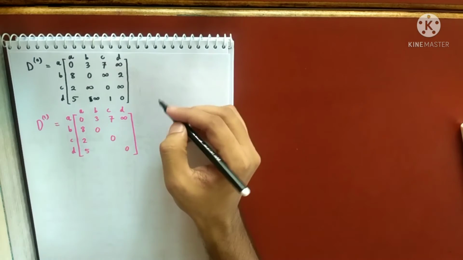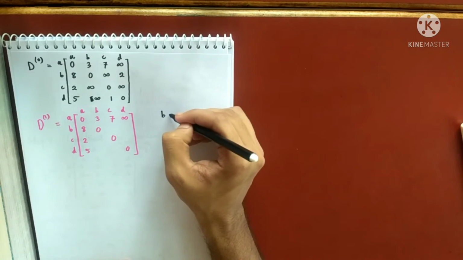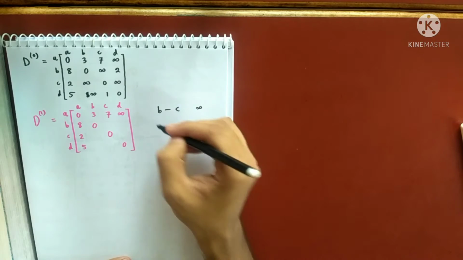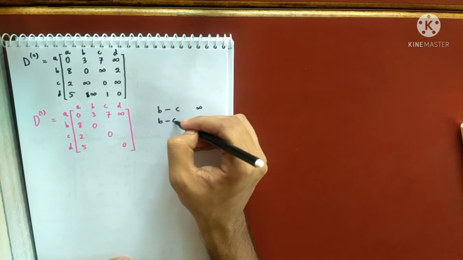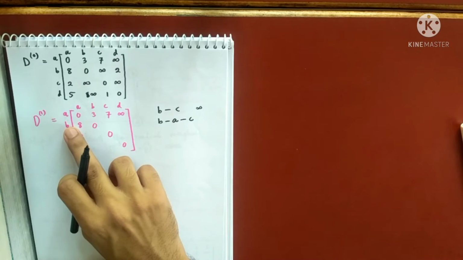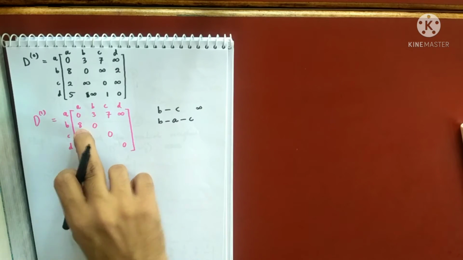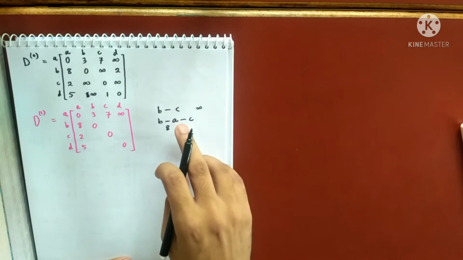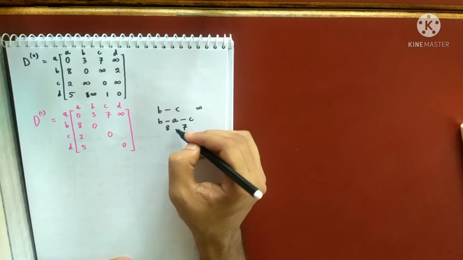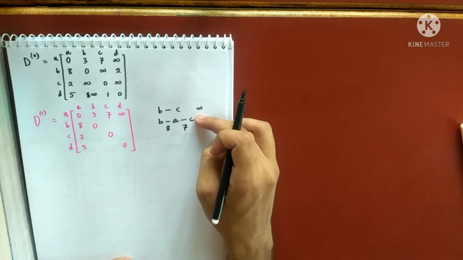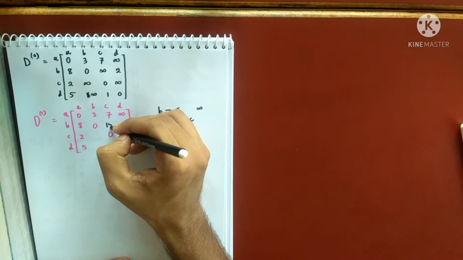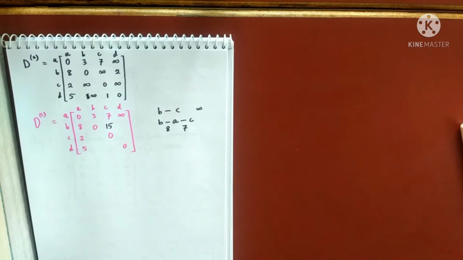So initially I was going from B to C and the distance was infinity. Now I am going B to A and then A to C. The distance from B to A is 8, and from A to C is 7. So what is the distance to go from B to C? 15. It is less than infinity, so 15 comes here.